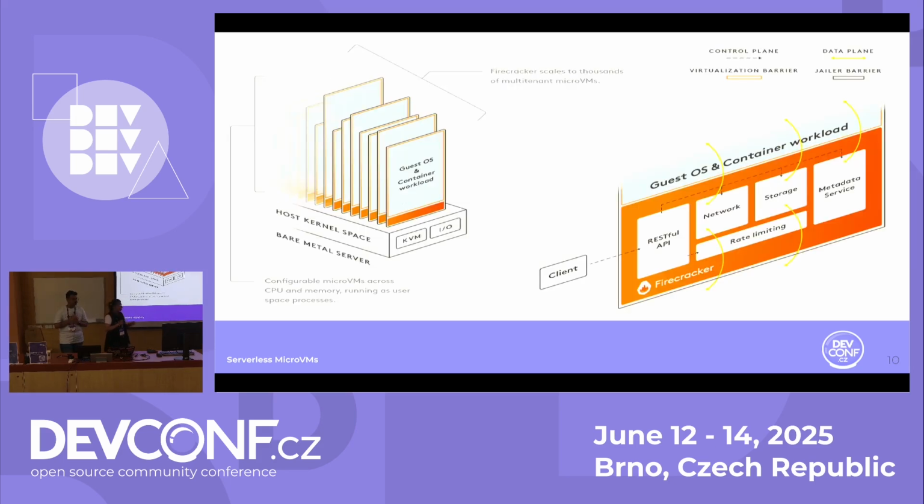Now, as I mentioned, here is your client. The client gives the request to the API server, and the API server takes care of your network, storage, metadata service, rate limiting, everything. I would explain the commands in the next slide.